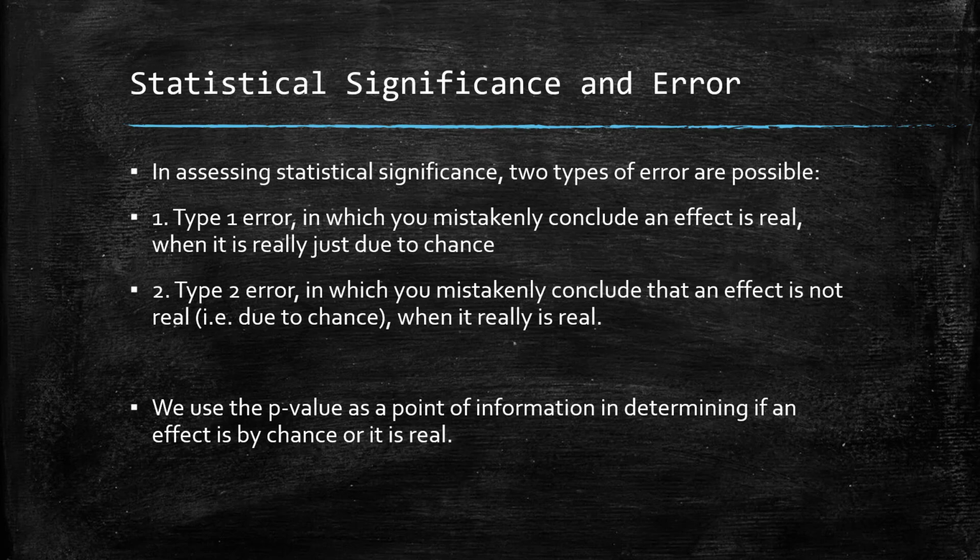So we could make a type 2 error. We use the p-value as a point of information to determine if an effect is by chance or if it's real. The p-value is an alpha value, and we set it ahead of time. And in social sciences, I know you've heard this many times, we set it at 0.05. And what we're saying is we're willing to take the chance 5 times out of 100 to commit either a type 1 or type 2 error.